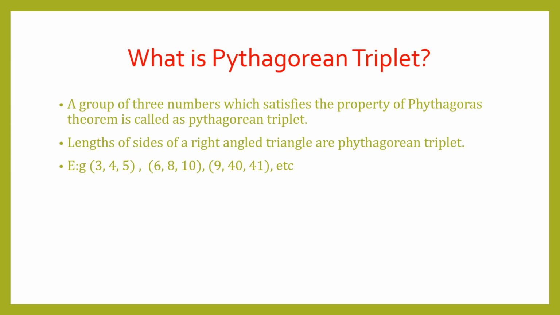Example: 3, 4, 5; 6, 8, 10; 9, 40, 41. All these sets of three numbers can be called a Pythagorean triplet.